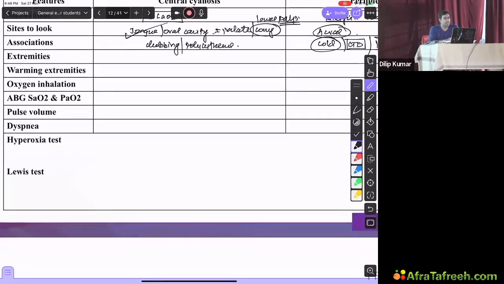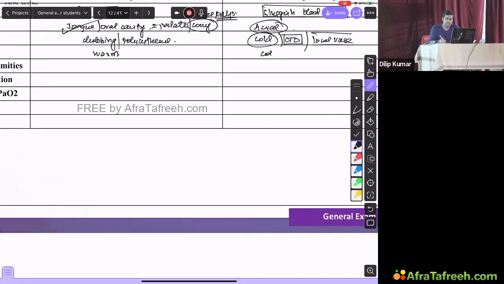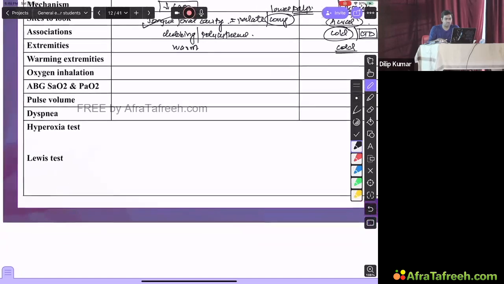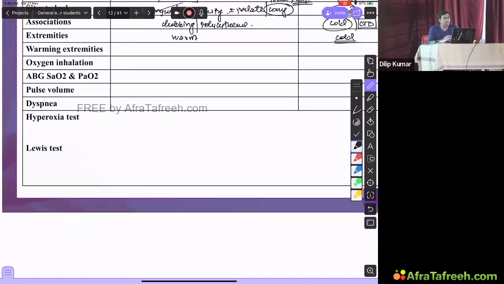That's the main reason. That's because of sluggish blood flow. And extremities in central cyanosis will be warm generally, because the blood flow is not a problem here. Blood flow is okay, but hypoxemia is the problem here. Whereas in peripheral cyanosis, obviously the blood flow is sluggish, so extremities will be cold. On warming the extremities, there will be no change, because already the extremities are warm.